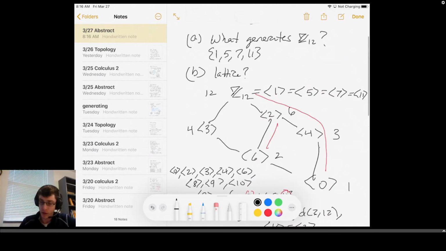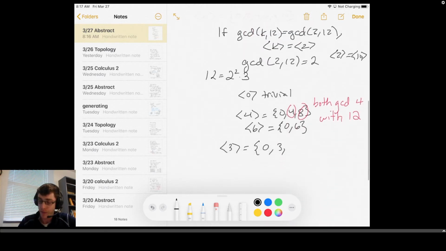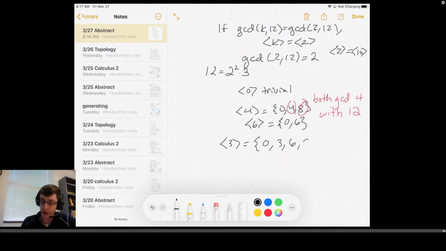Scroll up to the lattice really quick. Yeah, so basically it looks like the Z18 one, just with smaller numbers. Okay, so this is 0, 3, 6, and 9, then you get back. And so, again, we know this has GCD 6.